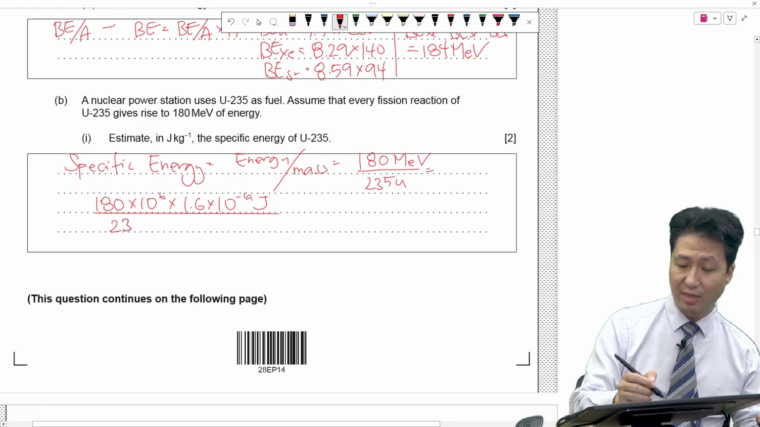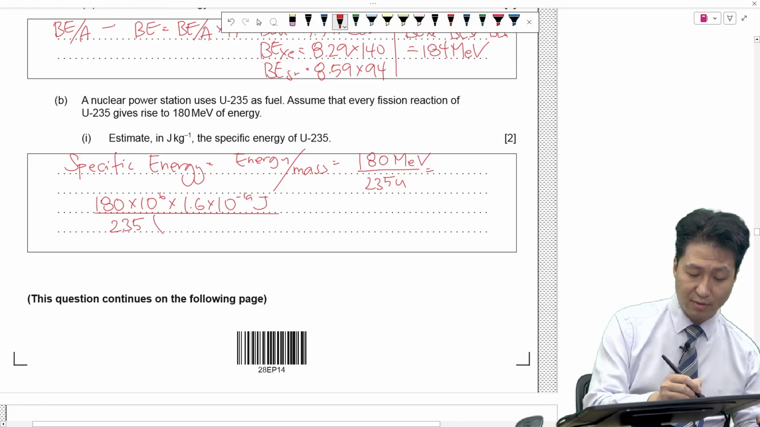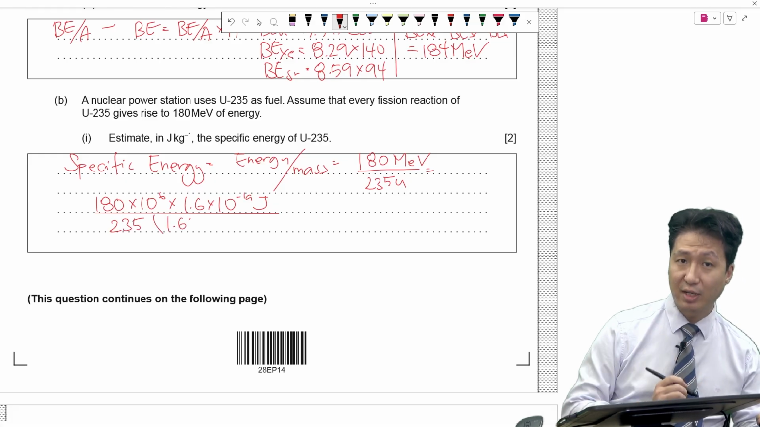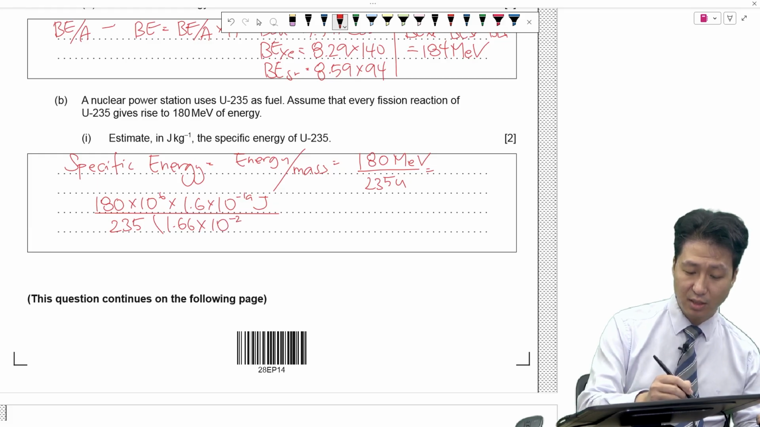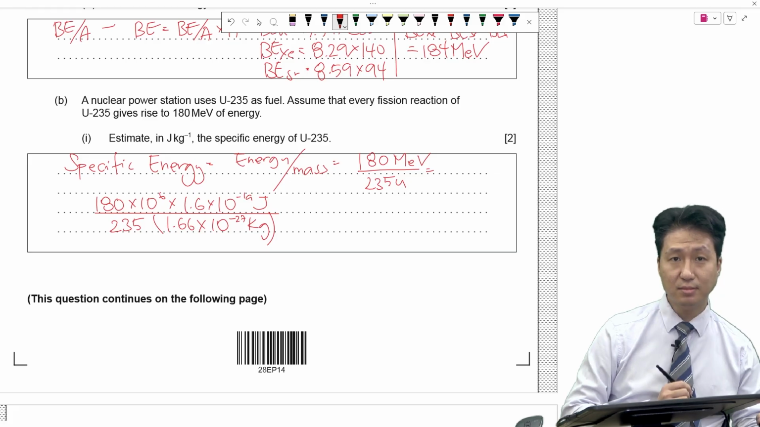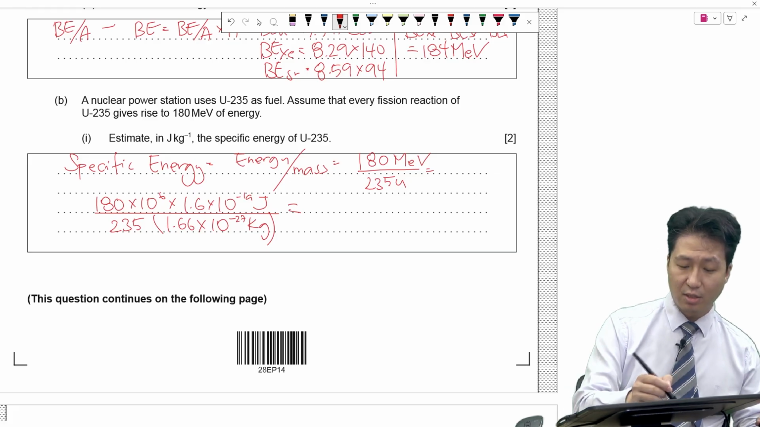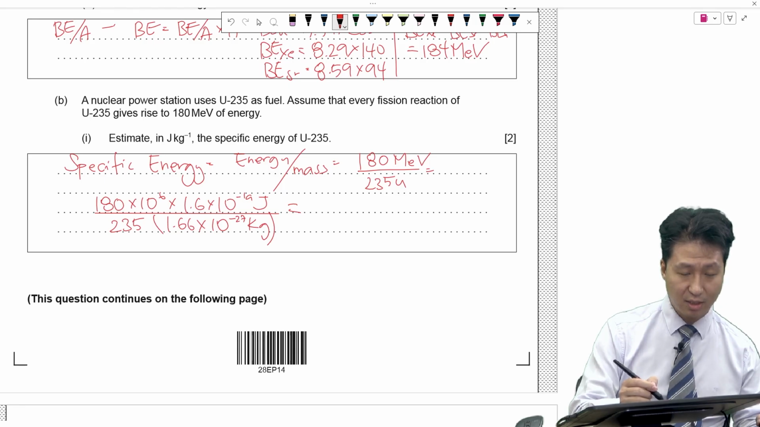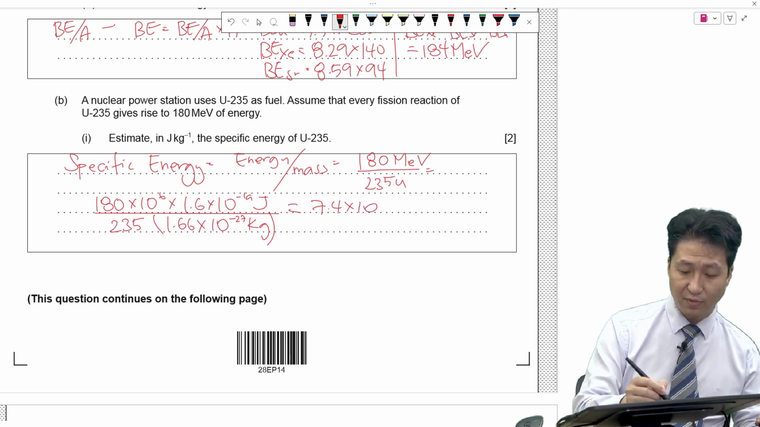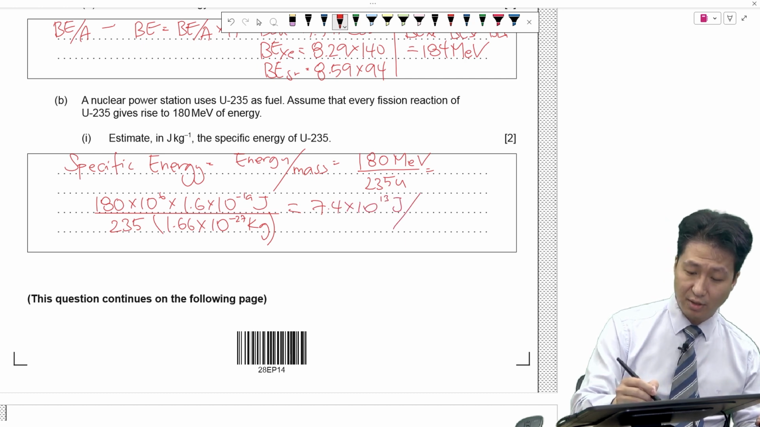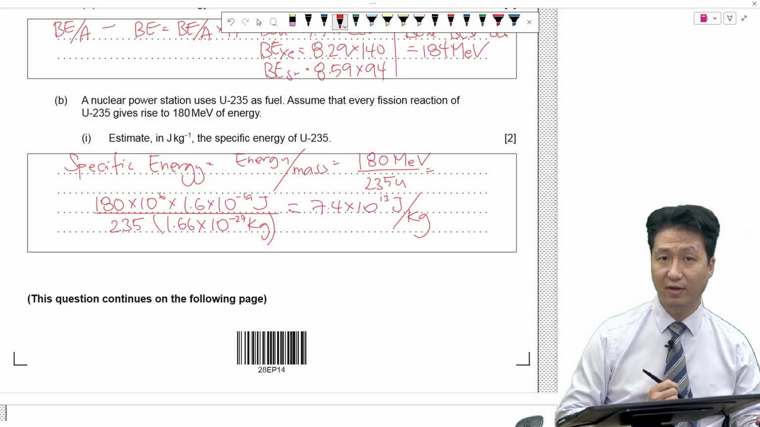Next, what about the mass? Well, it's 235. And 1 atomic mass unit is equal to 1.66 times 10 to the negative 27 kilograms. Using your calculator, you can find that you would get approximately 7.4 times 10 to the 13 joules for every kilogram of uranium-235.